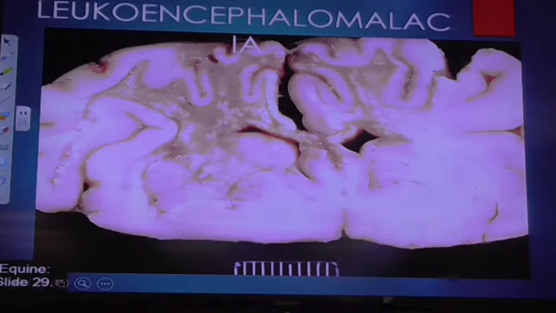There's even some areas that are a lot more prominent in terms of the white appearance, but the main thing I want you to focus on is the level of brightness or shininess that we see with necrosis. So gray matter will have more of a brighter, edematous appearance to it with polioencephalomalacia, while leukoencephalomalacia is predominantly the white matter.